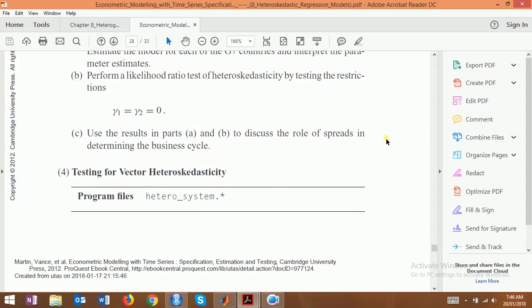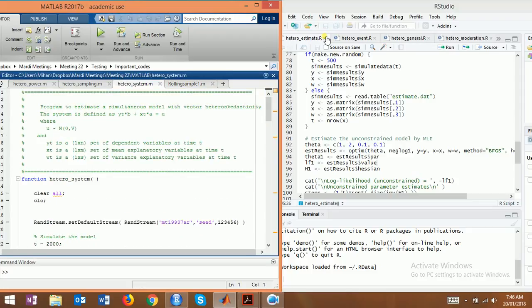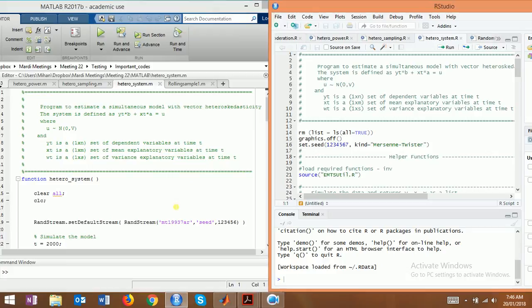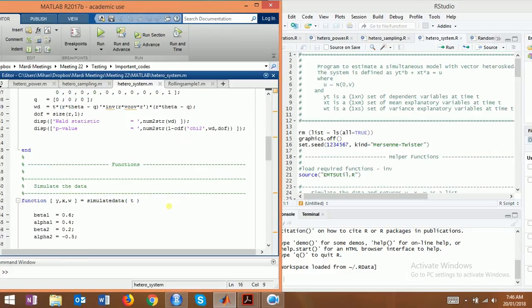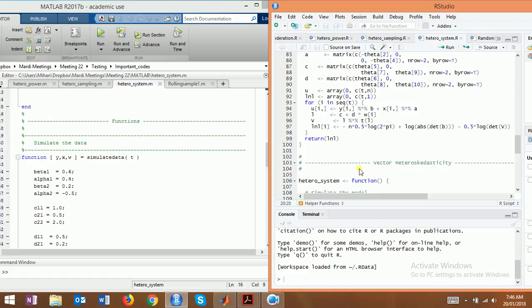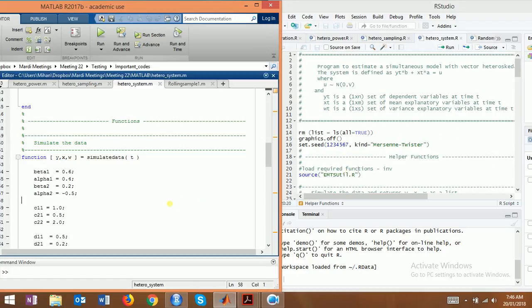So hetero system and hetero estimate is done. We're just gonna look into hetero system of equation. So if there is any local function, indeed first we need to simulate here the data, because there is no data given to us, so we are gonna simulate the data.